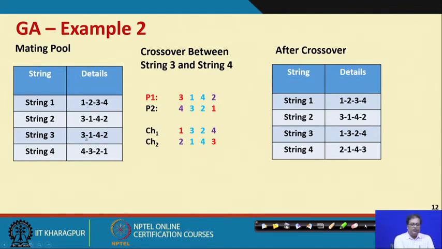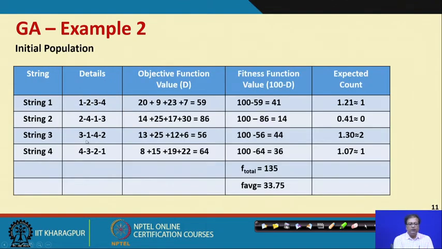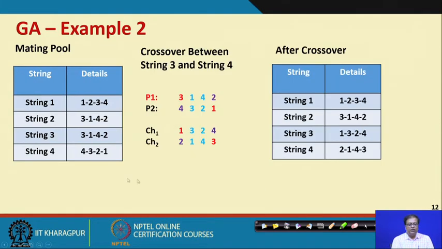Then after that these are our mating pool. You see the string 2 and 3 are the same. This is nothing but the same 3 1 4 2 has got 2 copies. So, 2 copies, 1 2 3 4 1 copy and 4 3 2 1 1 copy. This is our mating pool, and through this mating pool we did crossover. So, 1 and 2 we choose for crossover, 3 and 4.